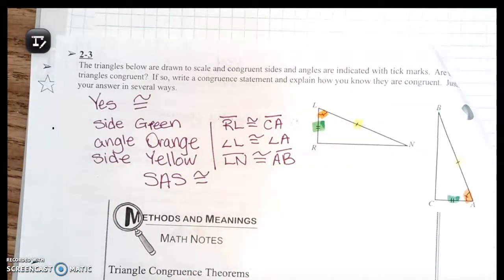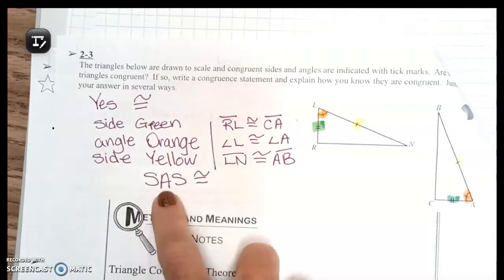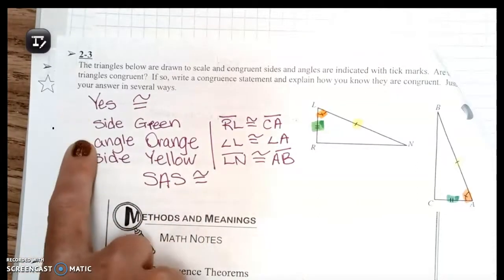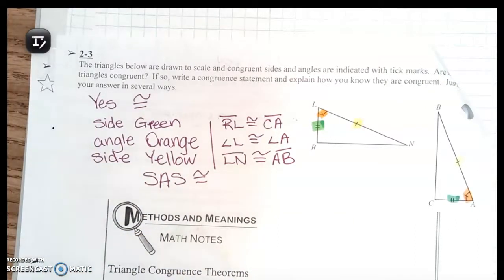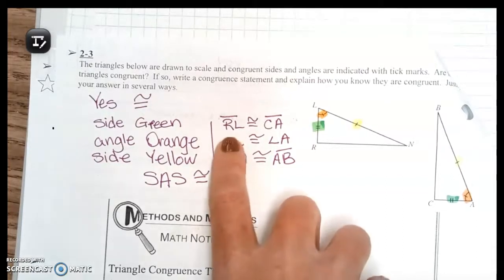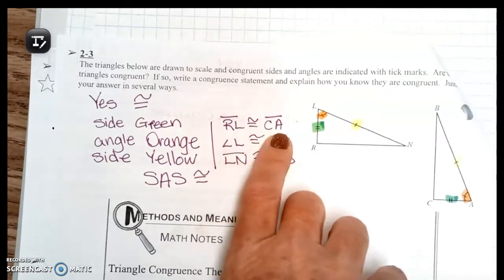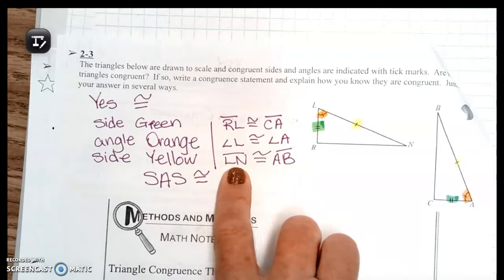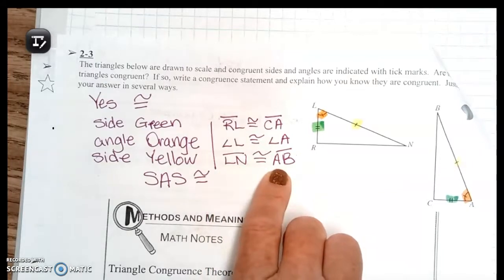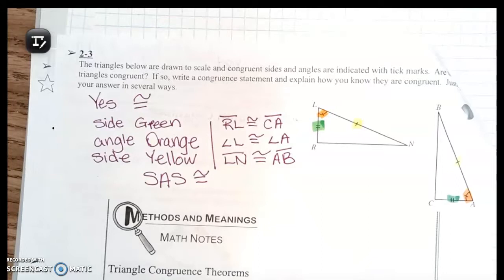So I wrote out side, angle, side. So you say yes, they are congruent by SAS. Side, angle, side. Okay? And if they want you to write out the full name of the specific side, it's RL congruent to CA, angle L congruent to angle A, and side LN congruent to side AB. Okay? I just helped you match them up by color. Green, orange, yellow. Green, orange, yellow.